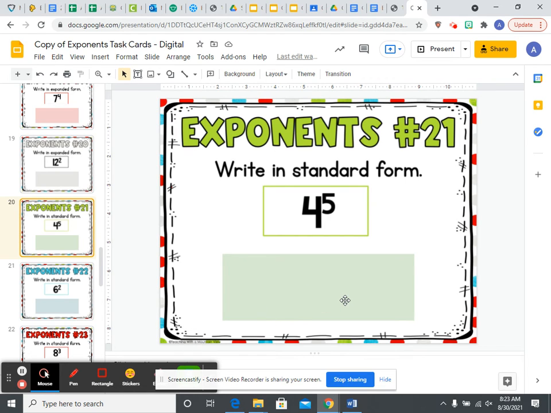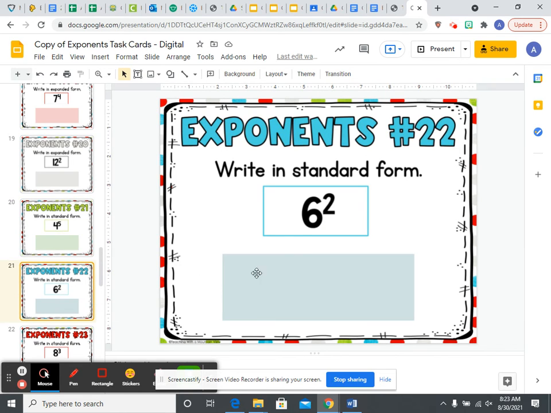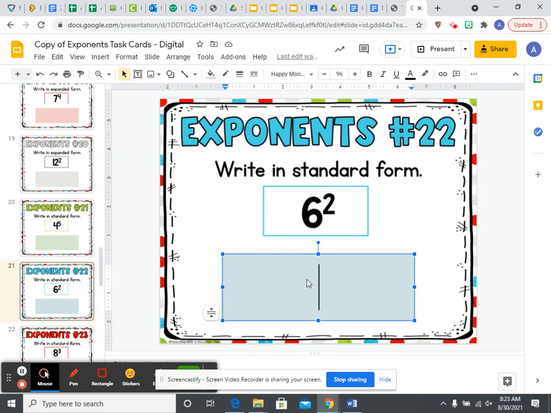So we've got 4 to the 5th power. So this one we're actually going to do some math on. Let's do a little bit easier one. How about 6? Go to the next slide. How about 6 to the 2nd power? So that gives us 36 because that 2 is telling us that we've got 2 6's being multiplied out. So 6 times 6, which gives us 36.